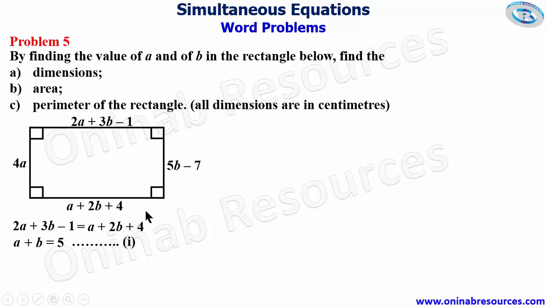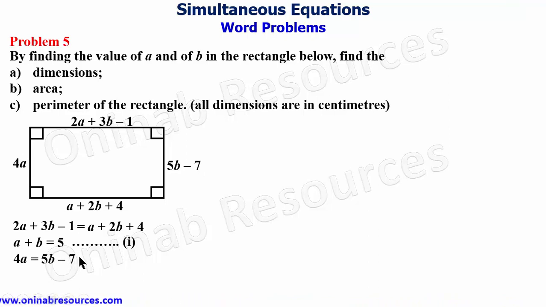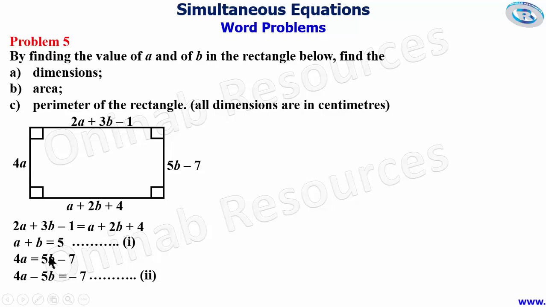Then to get our equation 2, we equate the breadth. That's going to give us 4a is equal to 5b minus 7. Bringing this to this side, we have 4a minus 5b is equal to negative 7, to give us equation 2. Remember, this is taken to this side to give us minus 5b. The negative 7 remains on the right hand side.